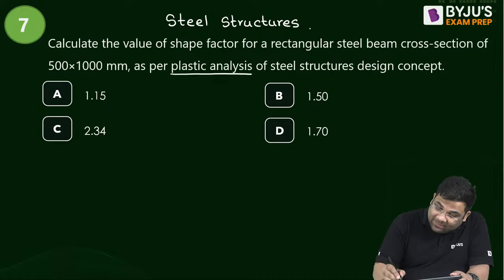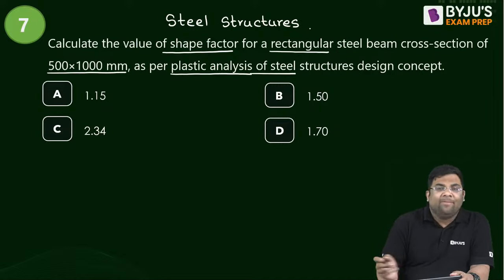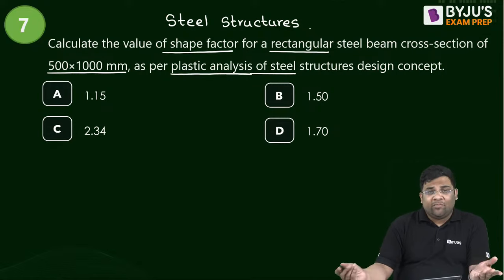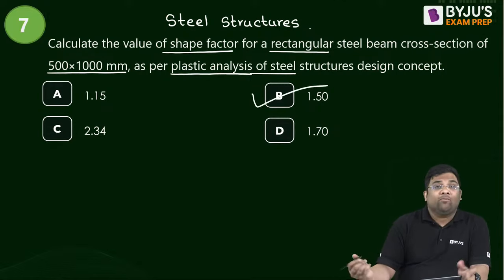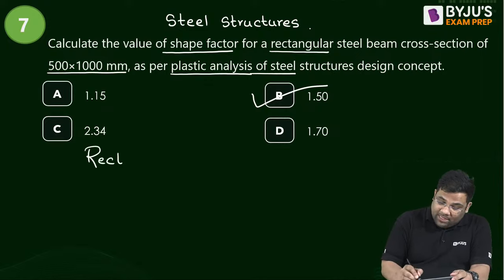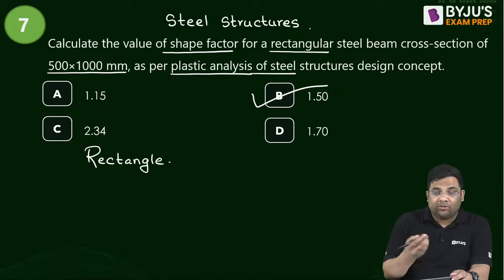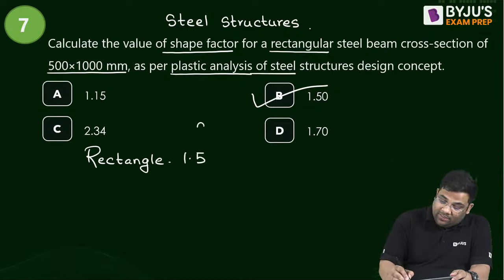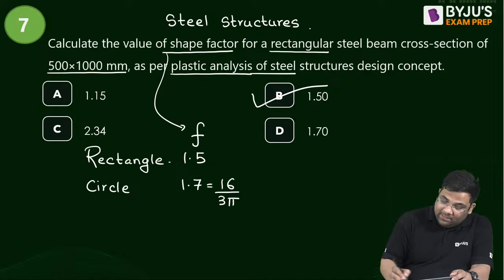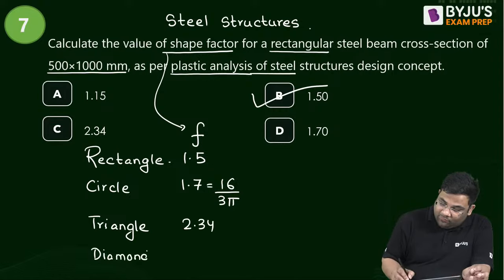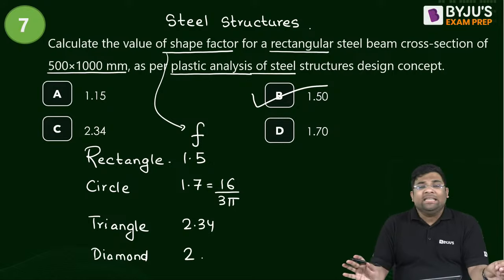As per plastic analysis of steel, they have asked the shape factor. See, they have given some dimensions for the rectangular section, but dimensions are independent, right? The shape factor depends only on shape. So, you should remember it is 1.5. You can remember the standard shapes, okay. I have also taken one lecture on steel structures recently. For a rectangle, the shape factor F is 1.5, okay. For a circle, it is 1.7 or 16 by 3 pi, right? For a triangle, it is 2.34. For a diamond, it is 2. And for an I section, it is 1.12 to 1.14. The standard things you can remember, okay?